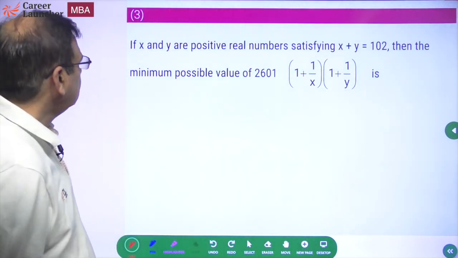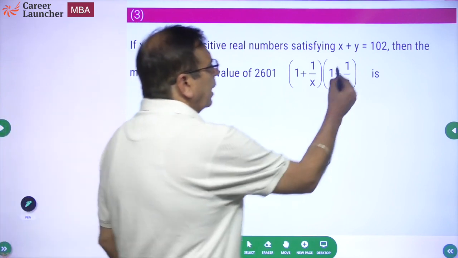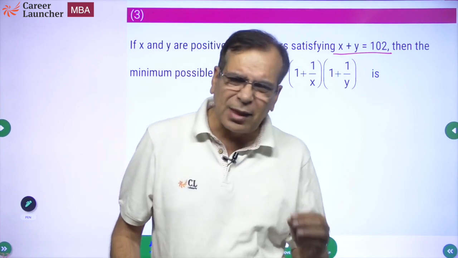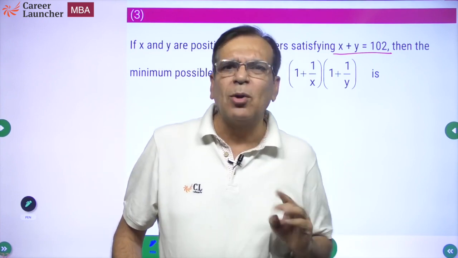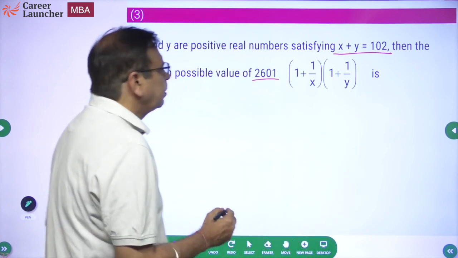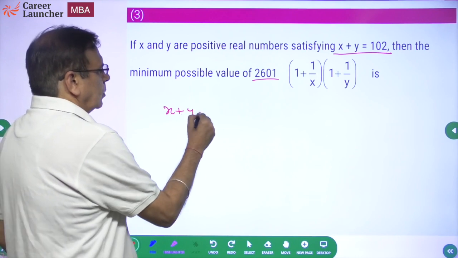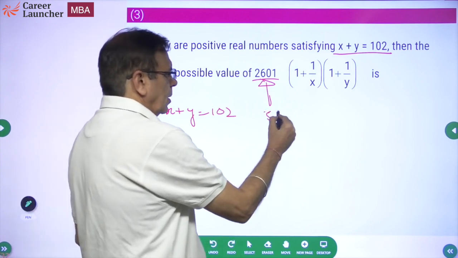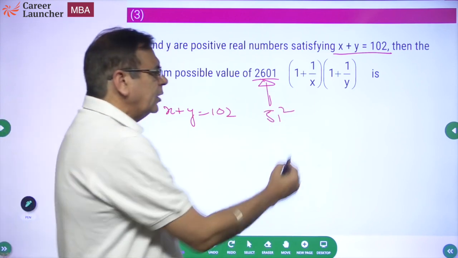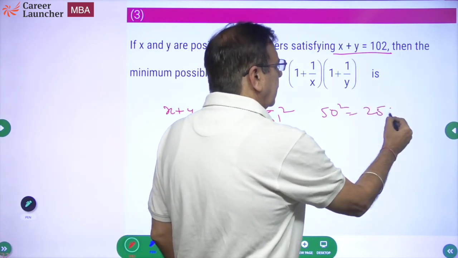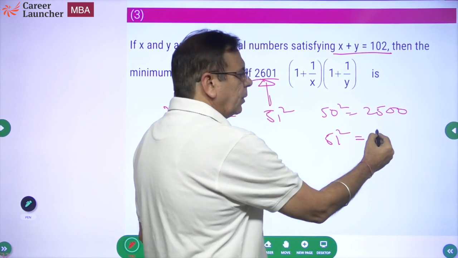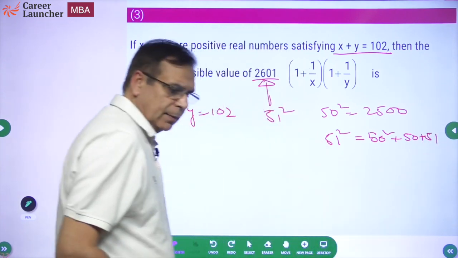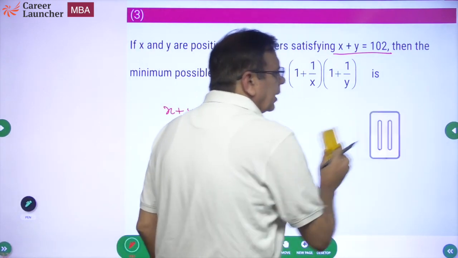Let's go to the next question. X and Y are positive numbers satisfying x plus y equal to 102. What is the minimum possible value of 2601? This is very simple. Maximum, minimum mean either they are at the extremes or at the midpoint. Okay. So if x plus y is 102. By the way, do you remember your squares? 51 square. Okay, 50 square is 2500. 51 square will be 2500 plus 50 plus 51, right? Seeing the number, you should understand that something is going to be useful.